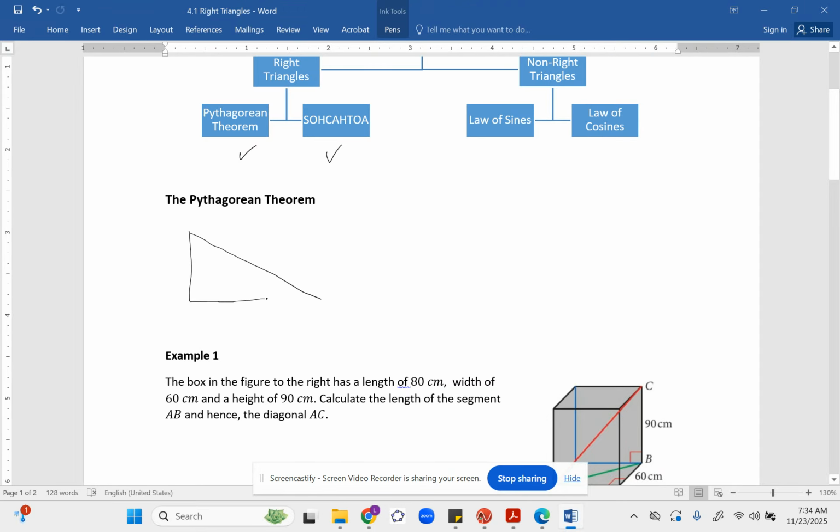So if we draw a right triangle, we have a 90-degree angle. We have three sides on the right triangle. We call them A, B, and C. It's very important that C is the hypotenuse, which is the longest side. Hypotenuse, longest side.